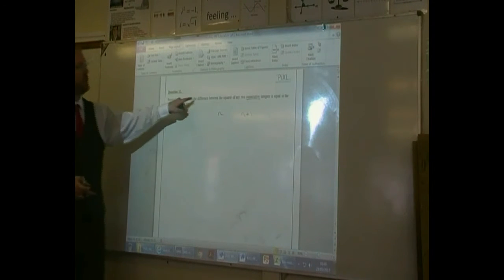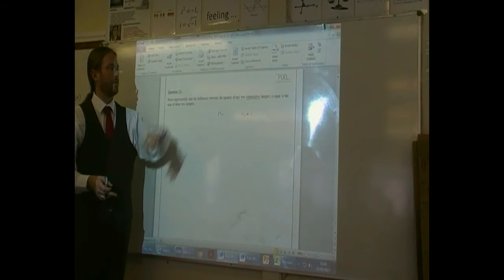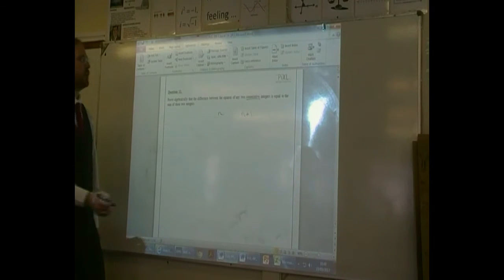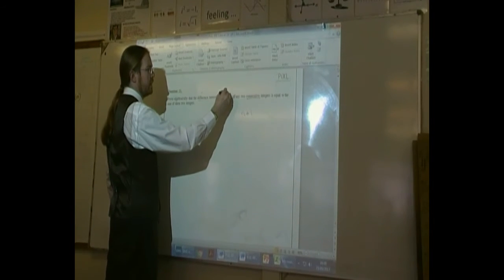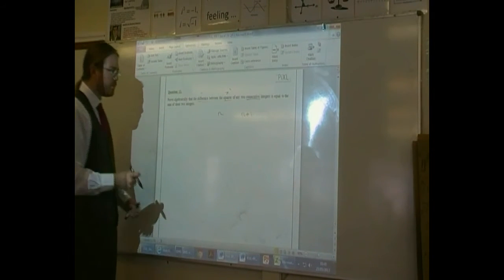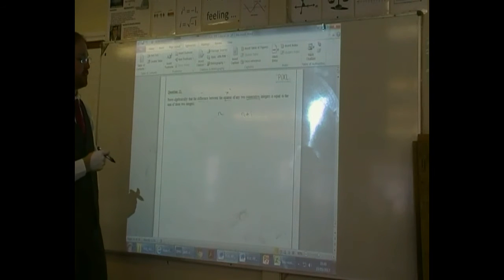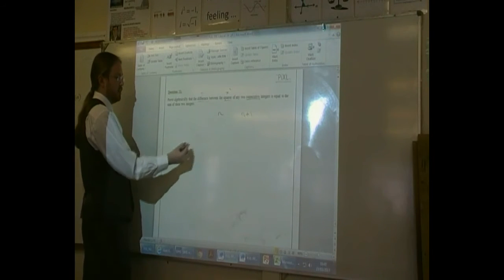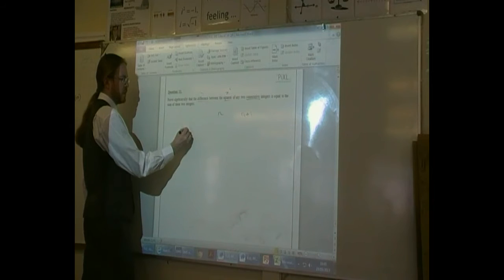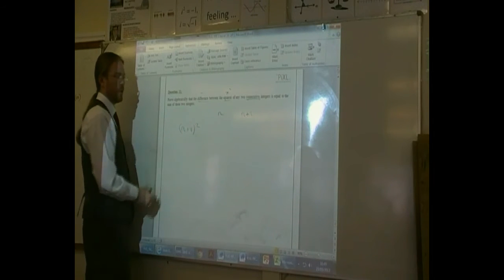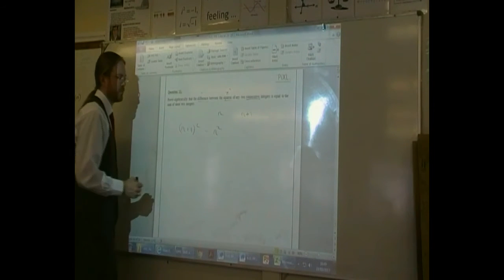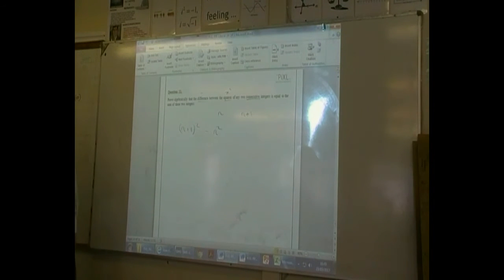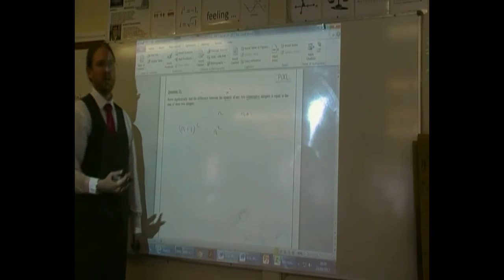Now, we're proving that the difference between the squares of them. Difference means take away, squares means we're going to square it, and we've already done consecutive. So let's do n plus 1 squared, take away n squared. And we're expecting it to equal the sum of those two together. If I added those two together, it will be 2n plus 1.